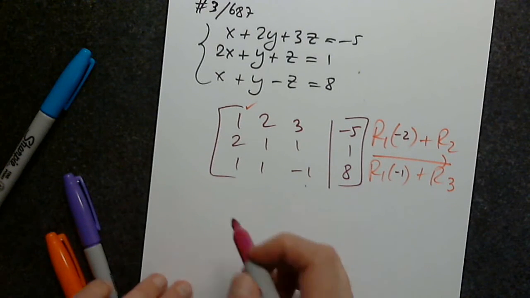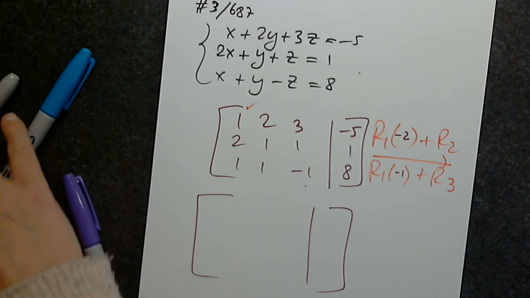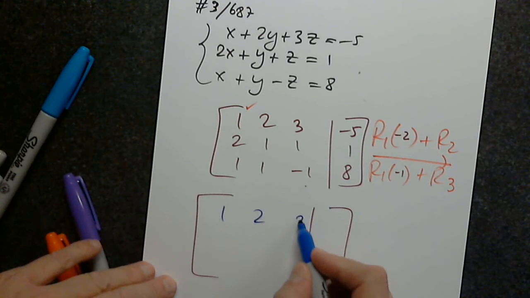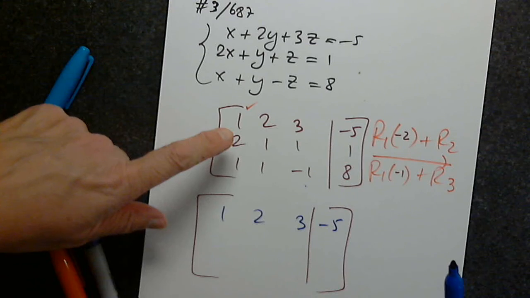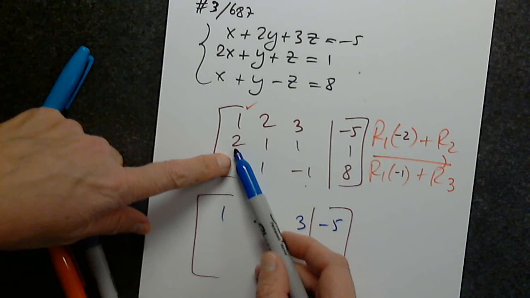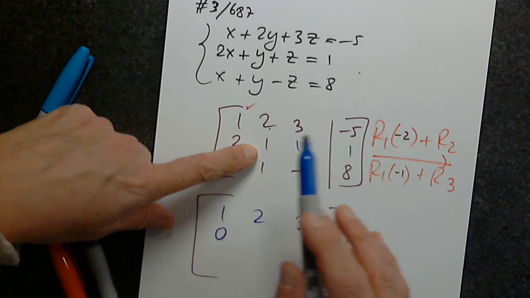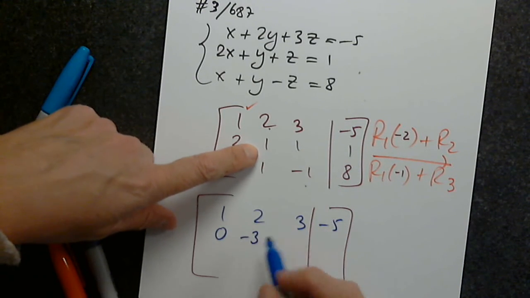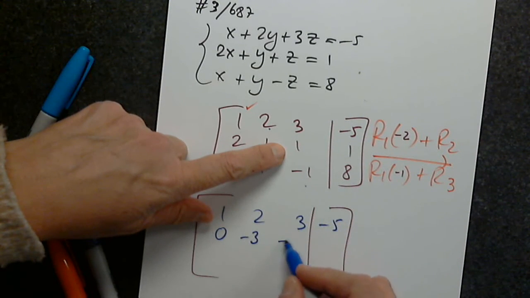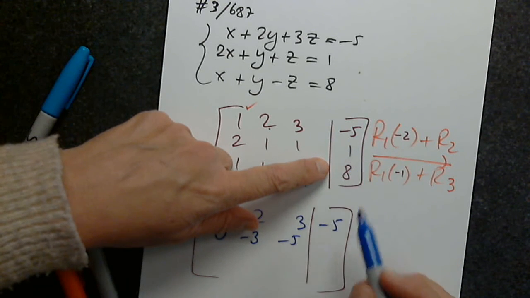Perfect. Which row do we copy now? Because we know if we use it once, while we are using it, it cannot change. Right. So 1, 2, 3, and negative 5. So we multiply together. 1 times negative 2 plus 2. 2 times negative 2 plus 1. 3 times negative 2, negative 6 plus 1. Negative 5 times negative 2, plus 1.